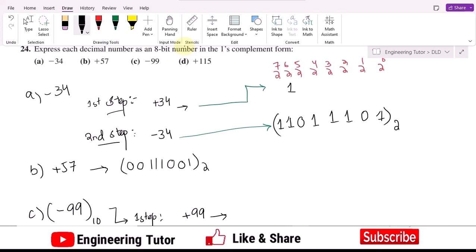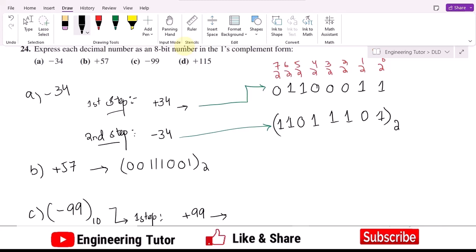Because 64 is the nearest possible lower number than 99, while here this is 2 to the power 5, which is 32. 32 plus 64 is how much? This is 96. So I'm also writing it. Okay, so 96 and 3 is left. So this one is 98 and this is 99. All other terms will remain 0 here.